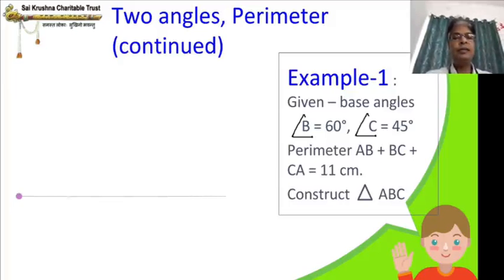Draw a line XY equal to the given perimeter. XY equals 11 centimeters. So XY is nothing but AB plus BC plus CA equal to 11 centimeters. This is the first step.